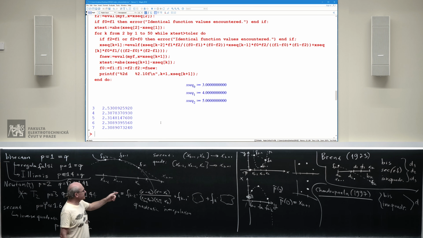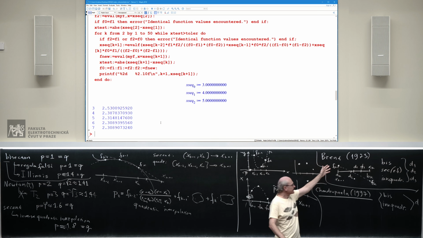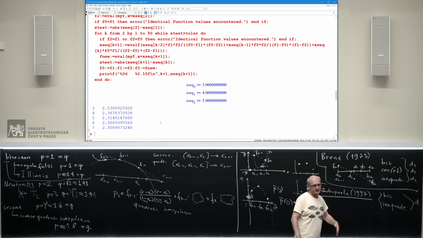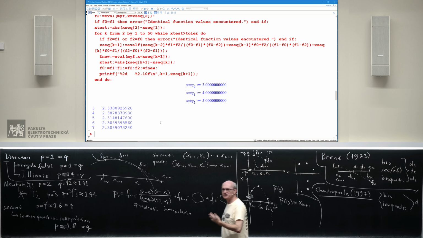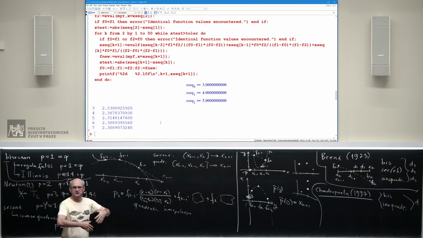So let's now make a big comparison of the basic 3 methods, improvement, which means regula falsi Illinois, and Brent method, which is the standard, and Chandrupatla, which is perhaps the top of the line right now, state-of-the-art method. And we will see what happens. So we will be comparing number of iterations needed to reach the answer, essentially.